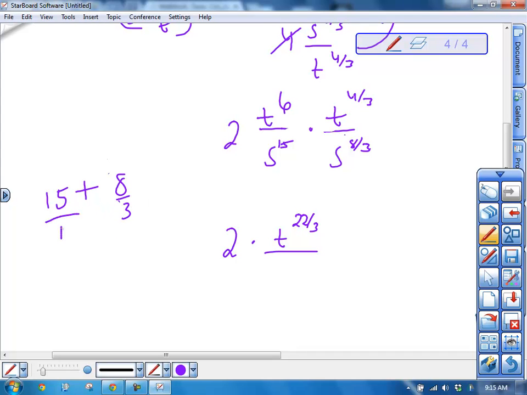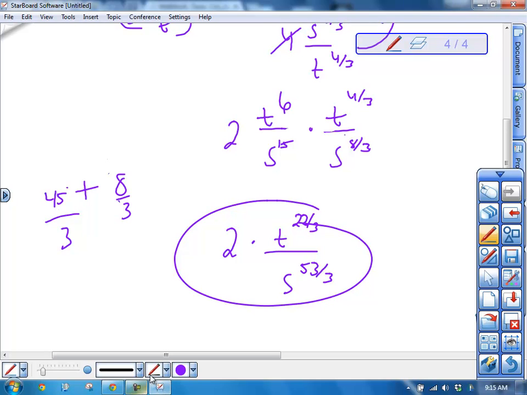Get a common denominator, multiply top and bottom by 3. And that gives us 53 thirds. Okay, so that should be, they want the exponent here, here, and there. So it should be 2, 22 thirds, and 53 thirds. Let's try that real quick.